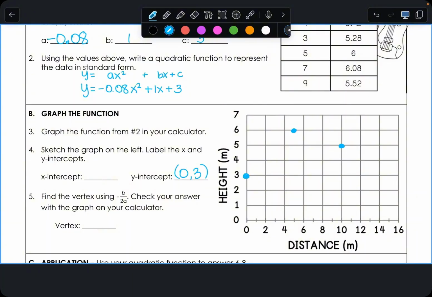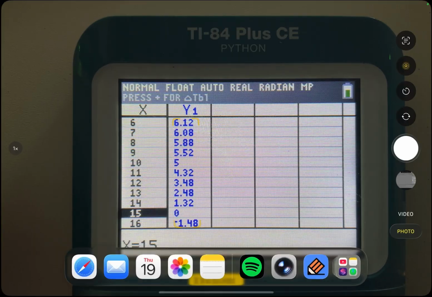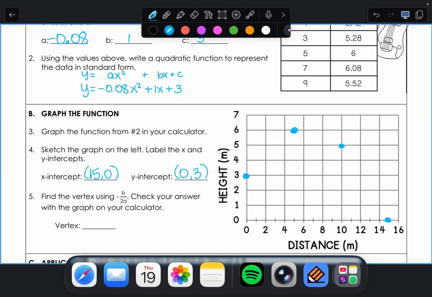You scroll down real quick. Yep. Scroll down. 15, 0. So I'm going to put a point there. Now, even though this is the highest point that I can plot, that doesn't mean that's my vertex. We did find the x-intercept though, so let's write that down. 15, 0. Okay. How do we find the vertex? We learned already how to find the vertex using the calculator. You divide B by 2A. You don't have to do all that.